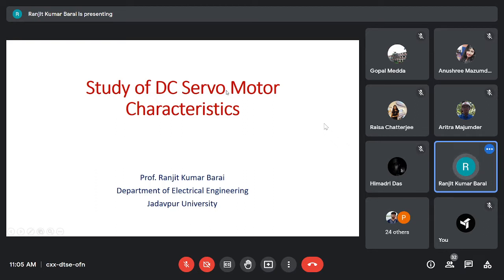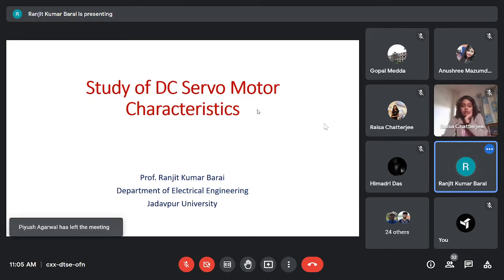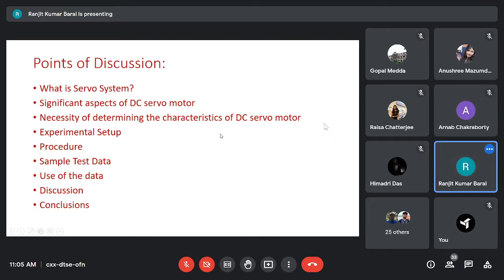The total phrase DC servo motor implies some special meaning, and in this experiment we are going to study this kind of special motor, its characteristics, various types of characteristics. So these are the points I'm going to discuss: what is servo system, significant aspects of servo motor, necessity of determining the characteristics of DC servo motor. From these 3 points, you will understand why it is special, and then regarding the experimental setup, procedure, and data, etc.